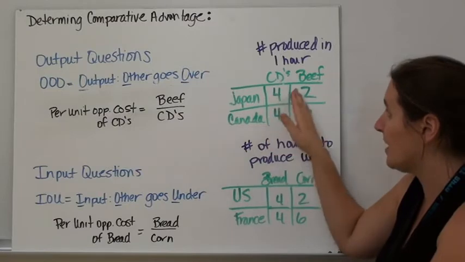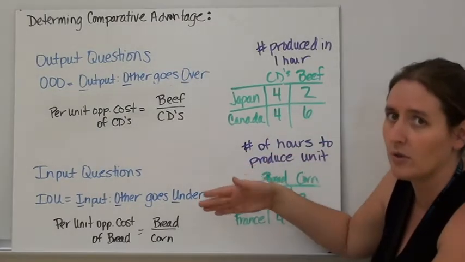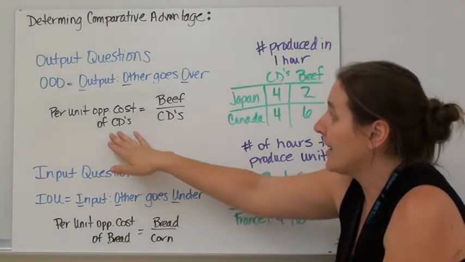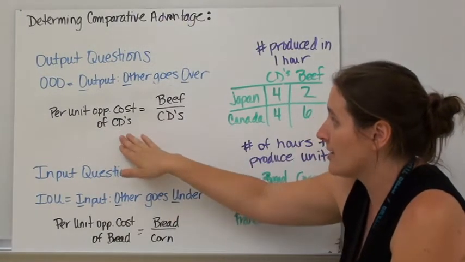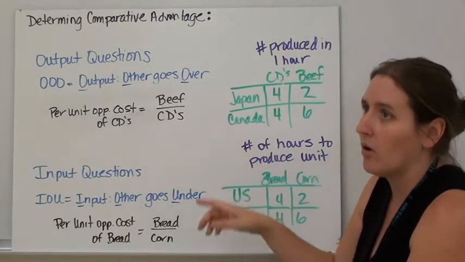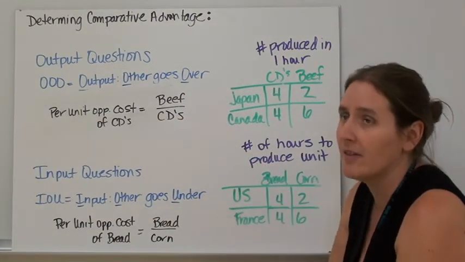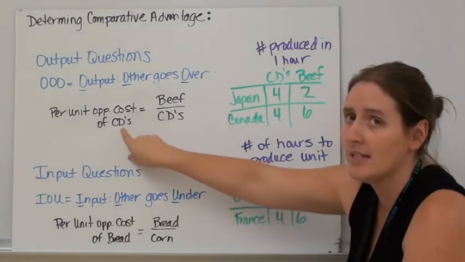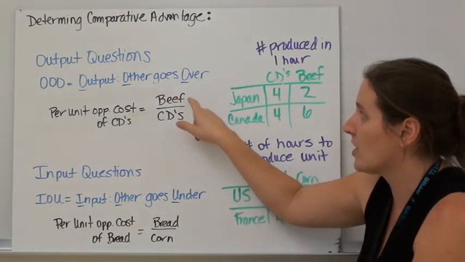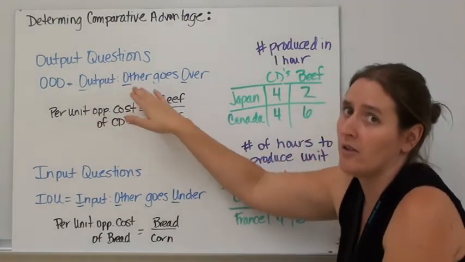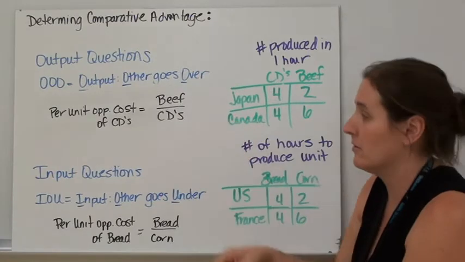These are items, beef and CDs, that you can go get at the store, the grocery store, the music store, whatever, okay? In that case, the per unit opportunity cost of CDs would be beef over CDs. Or if it's the per unit opportunity cost of beef, it would be CDs over beef, because the other item, we're looking at CDs, the other item would be beef, goes on top, goes over, okay? Output questions, other goes over, OOO, okay?